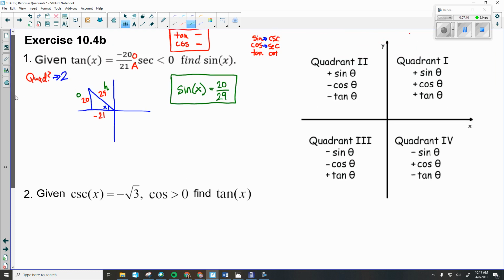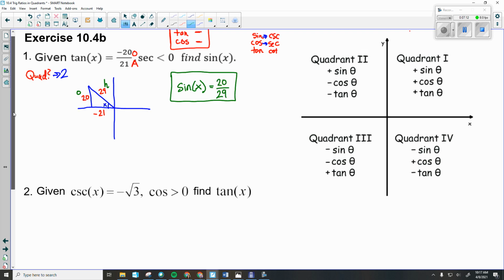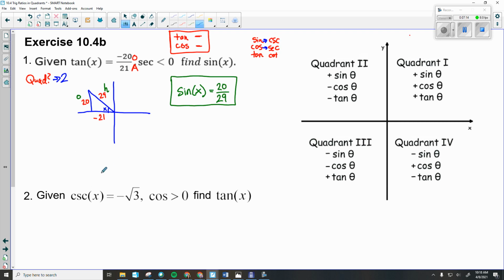So let's try this one more time with another problem. So here, they told us that cosecant of x is equal to negative square root of 3, and that cosine is greater than 0. What is tangent? Okay. All right, so let's piece together our clues to figure out which quadrant this is in. So they told us that cosecant is negative, and that cosine is greater than 0. So numbers that are greater than 0 are positive.